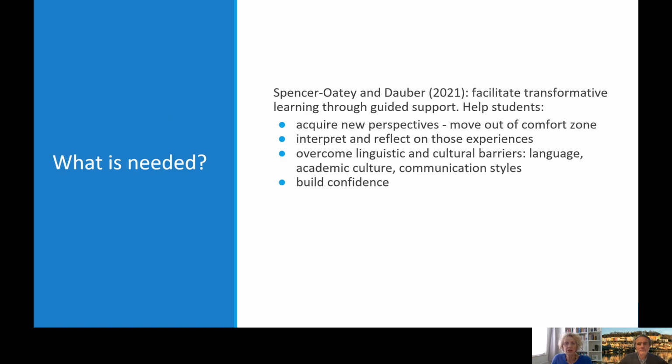So how do we do that? What is needed? And Spencer-Oatey and Dauber suggest some things. They say we need to help students move out of the comfort zone and help them acquire new perspectives, and also help them to overcome linguistic and cultural barriers. So it's not just about language, but also overcome academic differences and learn to cope with different communication styles. And also very important to build confidence doing this.